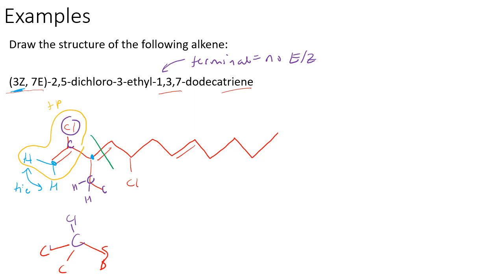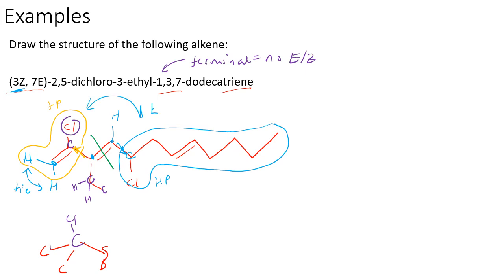And then on the other side, coming off of this carbon, we have a hydrogen, and then down we have a carbon. So hydrogen is lower atomic number, it's lower priority. So that's our high priority group. Okay, now our high priority groups are on opposite sides. One is going up on that side of the double bond, and the other one is going down. So since they're opposite, this is not Z, this is E.